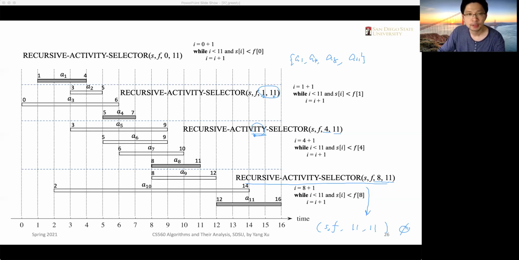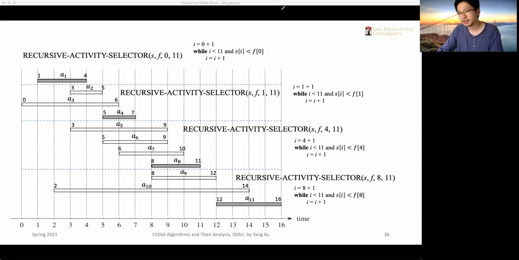All right. I hope you have a good sense of how the activity selection problem can be solved by these greedy algorithms in this lecture.